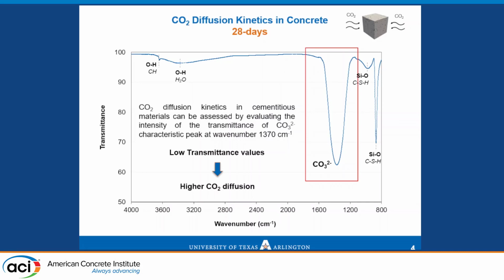Now you see a long stretching vibration of the carbonate ions at 1370 that indicates the existence of the calcium carbonates. And we use the intensity of the transmittance of this characteristic peak to evaluate the CO2 diffusion in concrete. Low transmittance values indicate higher CO2 diffusion within the sample.